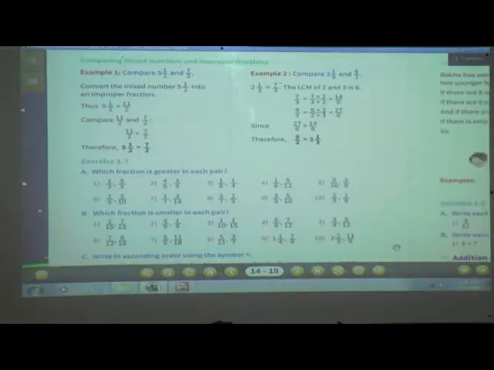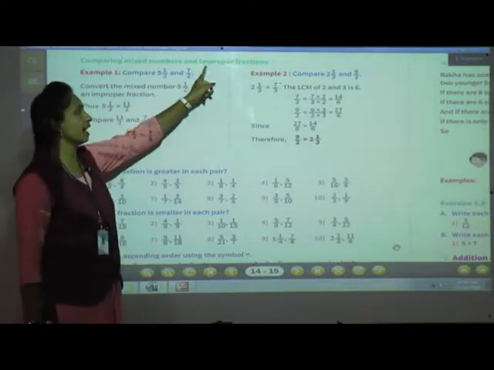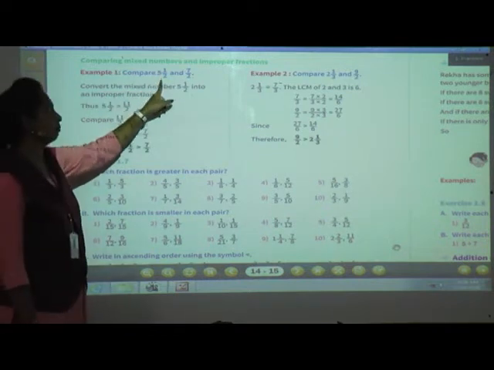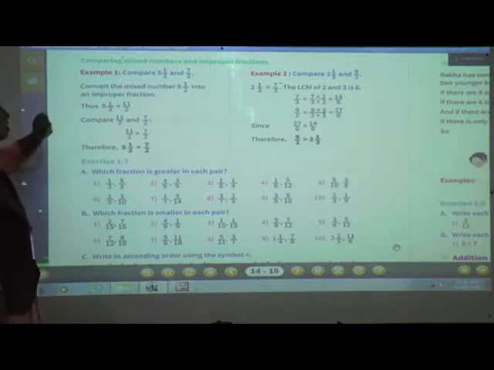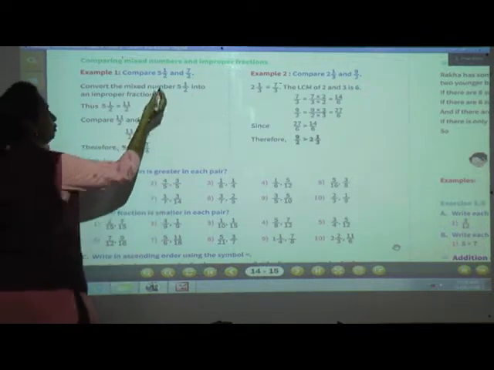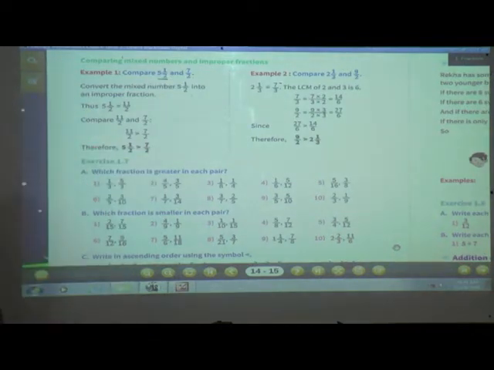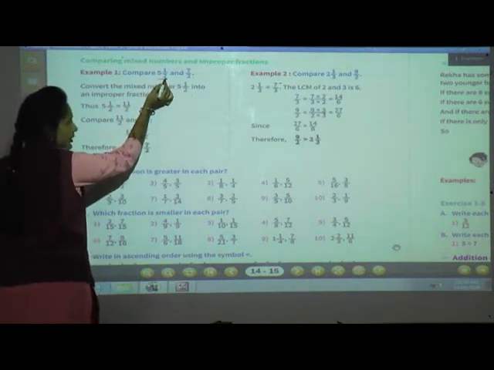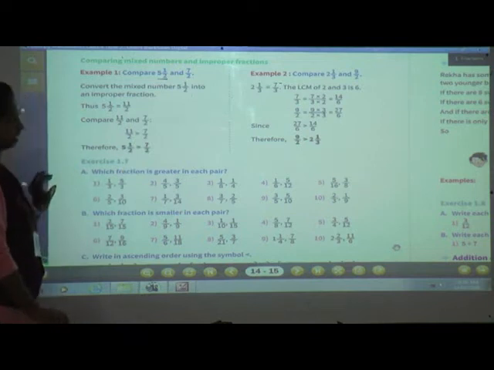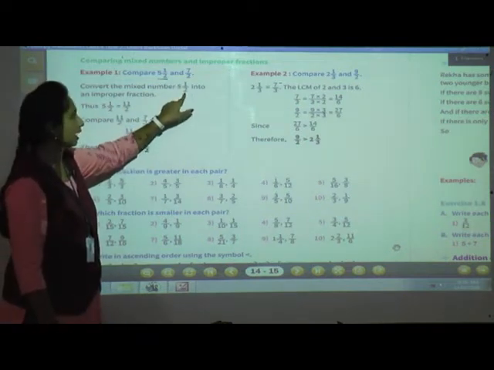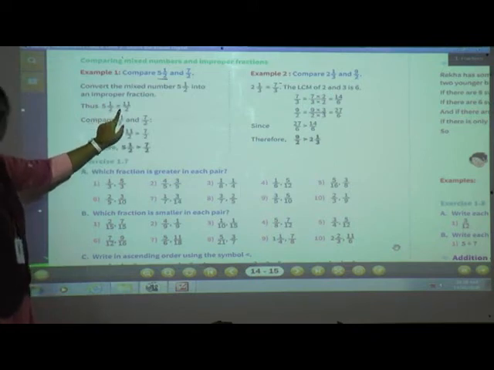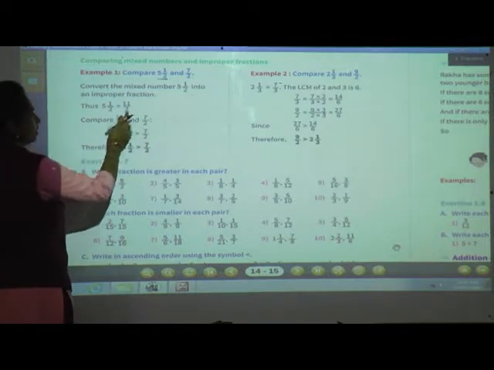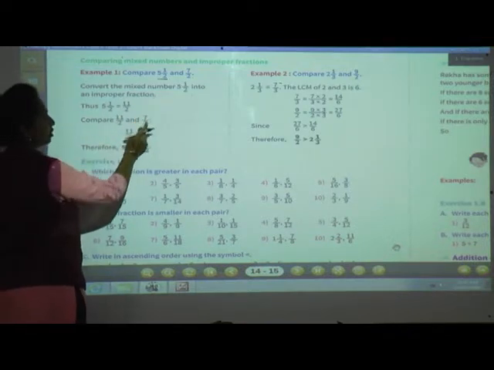Now we are going to see comparing mixed numbers and improper fractions. So example number 1. Compare 5 1 upon 2 and 7 upon 2. Now a mixed fraction is there. Now first what do we have to do? Mixed fractions we need to convert into improper fractions. So how do we convert? We multiply the whole number with the denominator and add the numerator, isn't it? So 5 2s are 10, 10 plus 1, 11, 11 upon 2. The denominator we have to keep as it is. Now we got the improper fraction of the mixed fraction, that is 11 upon 2, and the next fraction is 7 upon 2.